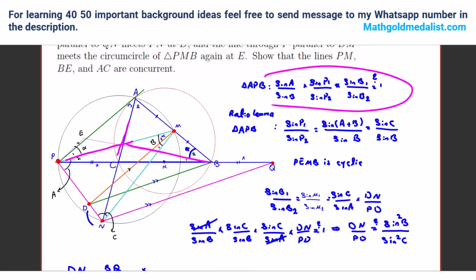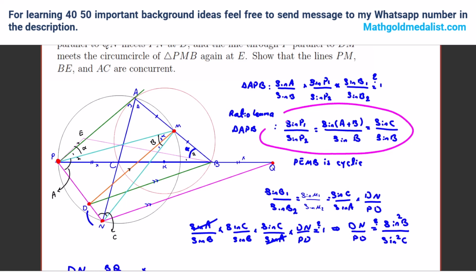Right. So then we can use sine law, Ceva's theorem, and we should prove it is 1. Agreed? Mm-hmm. We agree this line, sine A, sine B, P1, P2. Sine A over B is good, right? So we should focus on P1, P2, and B1, B2, right? Right. For P1, P2, we wrote ratio lemma. It is sine C over sine B. Agreed? Mm-hmm.